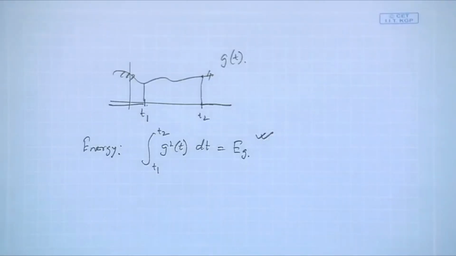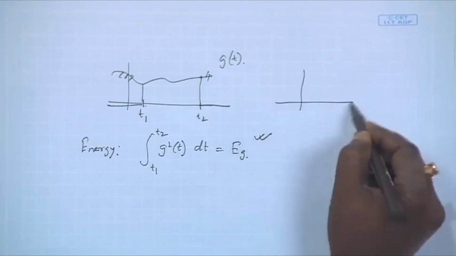If it is not time bounded, then the integration goes from minus infinity to plus infinity. It might happen that this goes to infinity, so a signal might also have infinite energy. That's possible. So this is one way of characterizing a signal. The other way of characterizing a signal is like this.